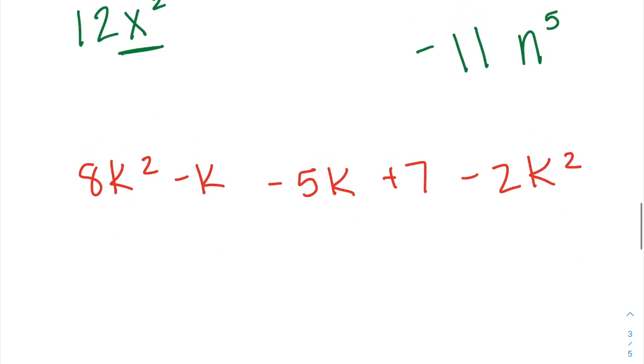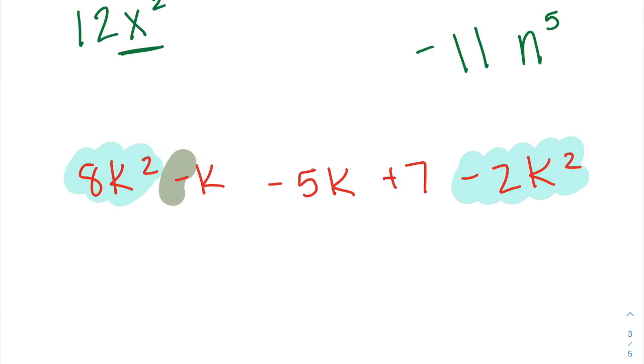I got a little bit of a bigger string right here that we're going to have to do some highlighting on. I first see I have an 8k squared. I'm going to look through the rest of the problem and see if there are any other terms that have a k squared. So I have 8k squared minus k minus 5k plus 7 minus 2k squared. Nice. Let's highlight everything that we can.